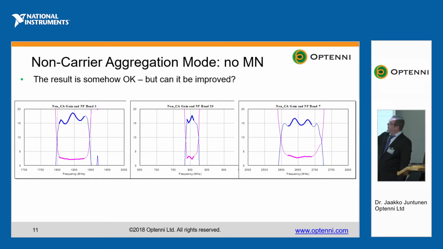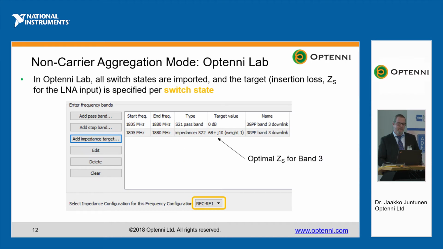The noise figure is relatively flat. The gain has some ripple, but nothing catastrophic. So in a non-carrier aggregation mode, it almost works like this. Of course, the question is, can it be improved somehow? And for Optenni Lab, this is of course the point of the tool, to design and improve the chains.